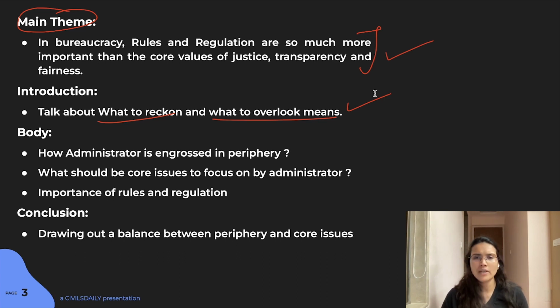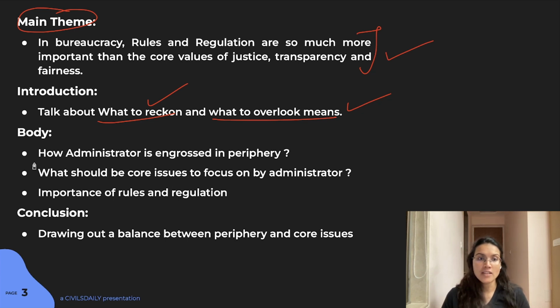You have to overlook the internal politics that is happening. You have to overlook the challenges that you face on a daily basis, right? So these are the things that you need to overlook when you're a bureaucratic leader. What you have to reckon with, ultimately, are constitutional values like social justice and transparency. You have to focus upon what is important for you as a bureaucratic officer. So these kinds of things you can bring in your introduction.